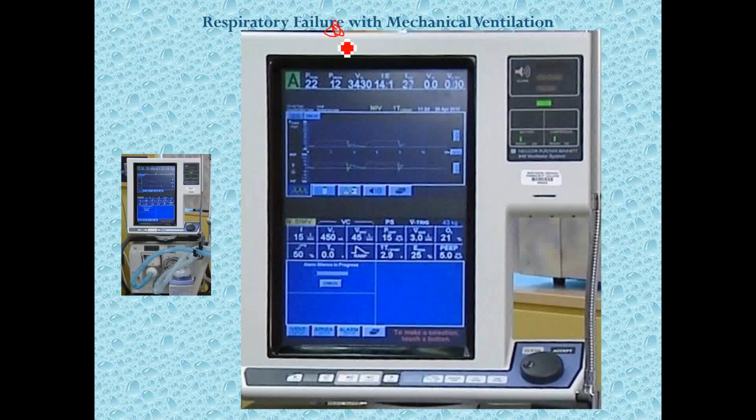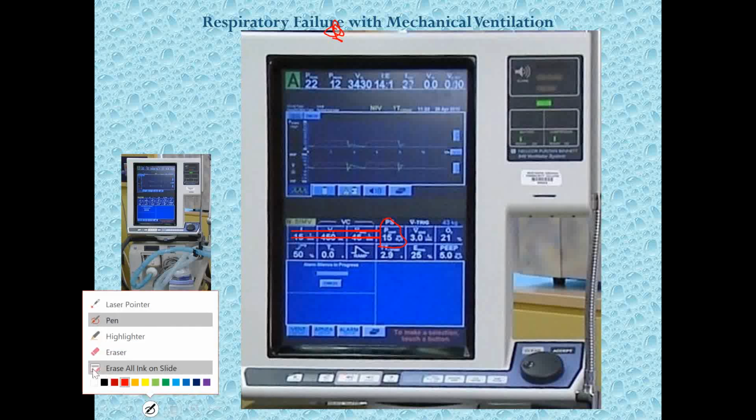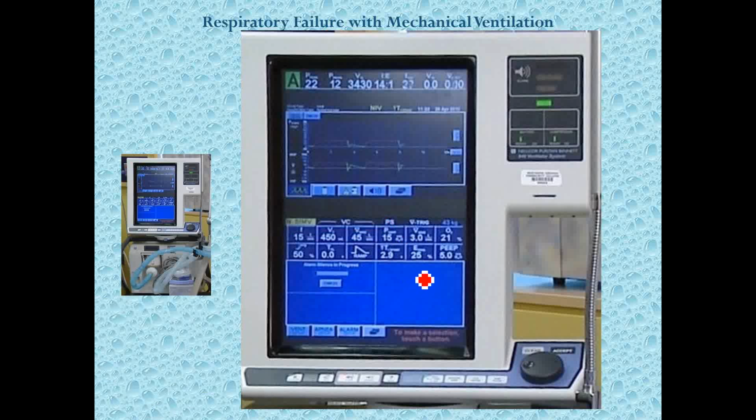That is indicated on this screen by PS. Hopefully your eyes are drawn to that. I'm going to erase everything so that you can see that again. But here it is, pressure support. It's identified by PS. In our course, it's usually called pressure support ventilation, or PSV.